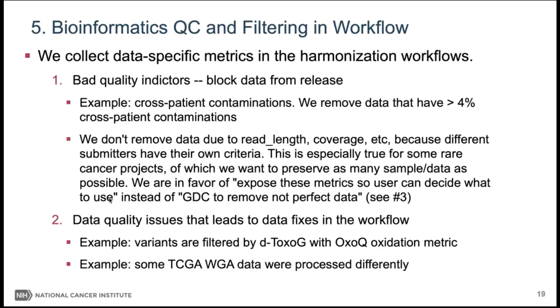Another thing the GDC does is fix data quality issues when they're found within a workflow. So, for example, variants are filtered by the software DetoxOG if the OXO-Q oxidation metric is at a certain level. Also, some TCGA whole genome amplification data were processed differently because there were some batch effects that were being noticed there.